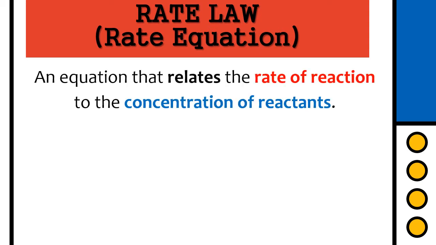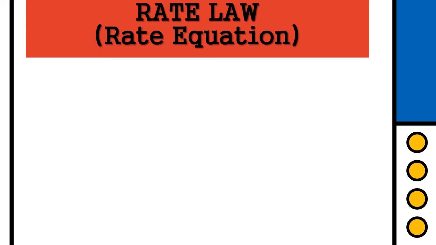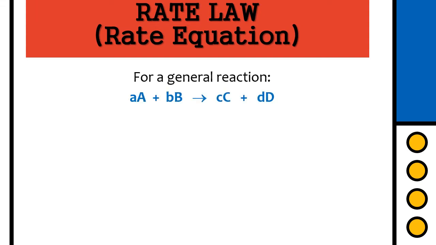Rate law is basically an equation that relates the rate of reaction to the concentration of reactants. It shows how the rate is affected by the concentration of reactant. So what does this mean? Let's take a look at one example. We're going to start with a general equation, given here: aA plus bB to form cC and dD. So this is a general equation. How are we going to write the rate law?